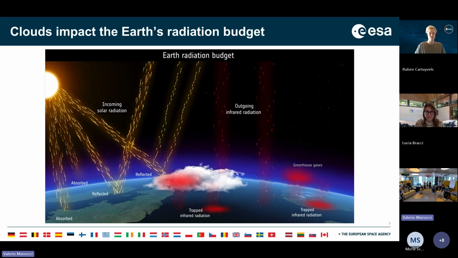So first of all, why do we care about clouds? From a climate perspective, clouds are really important because they impact the Earth's radiation budget. Clouds reflect part of the incoming solar radiation, which means they have a cooling effect on Earth, but they can also trap heat, outgoing long-wave radiation that's emitted by the Earth. Which of these two, the cooling or the warming effect, dominates really depends on the cloud properties.